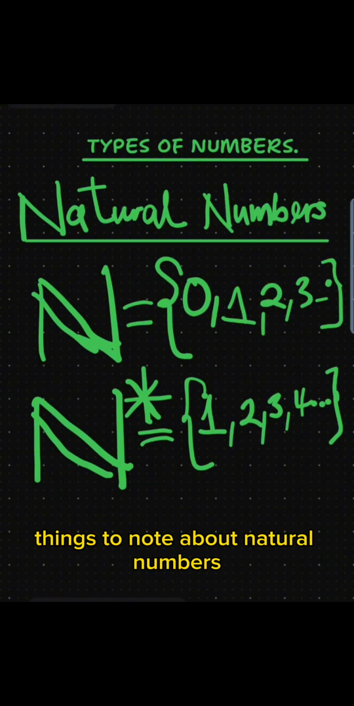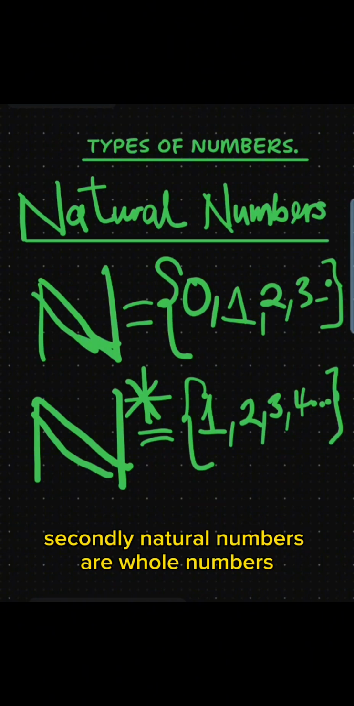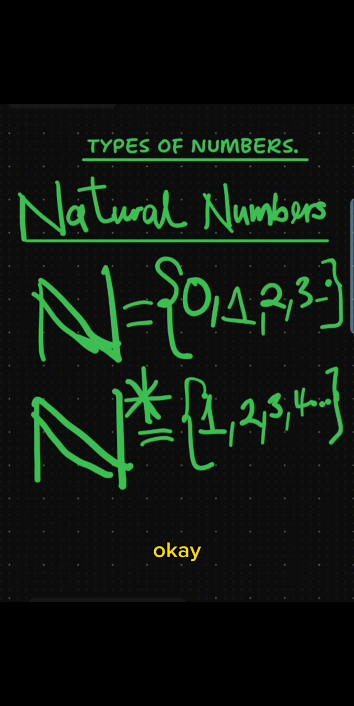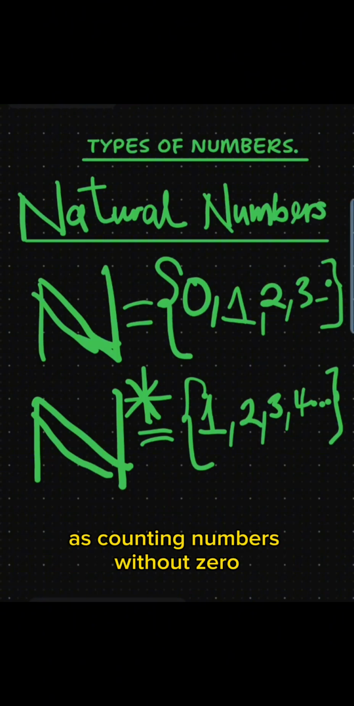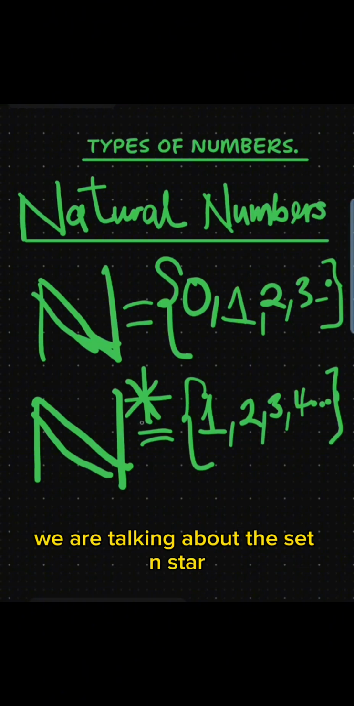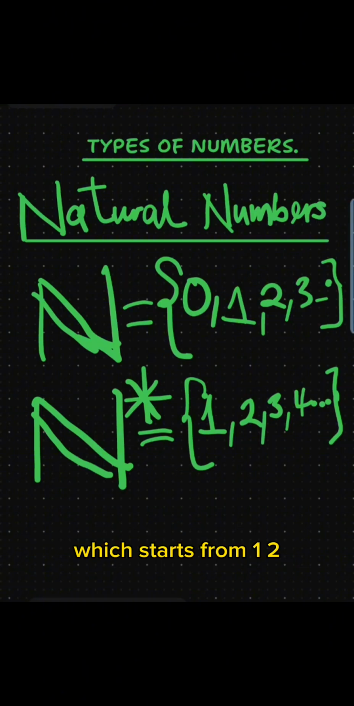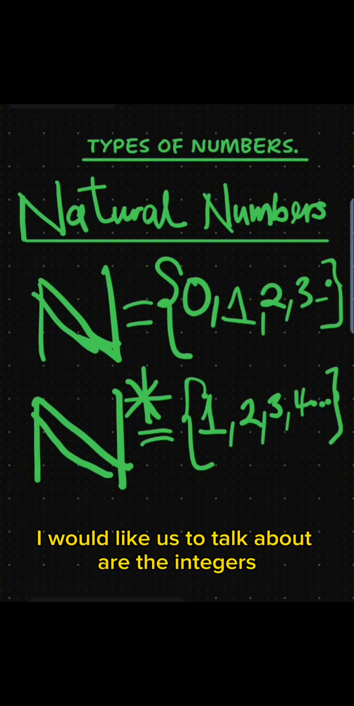So things to note about natural numbers. Natural numbers are positive numbers. They are always positive numbers. Secondly, natural numbers are whole numbers. And third, 0 can be a natural number. But when we are talking about natural numbers as counting numbers without 0, we are talking about the set N star, which starts from 1, 2, and so on. Is this clear? Next type of number I would like us to talk about are the integers.